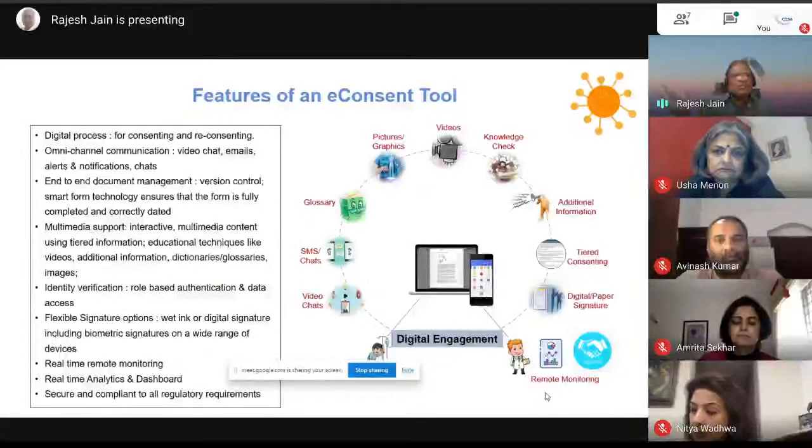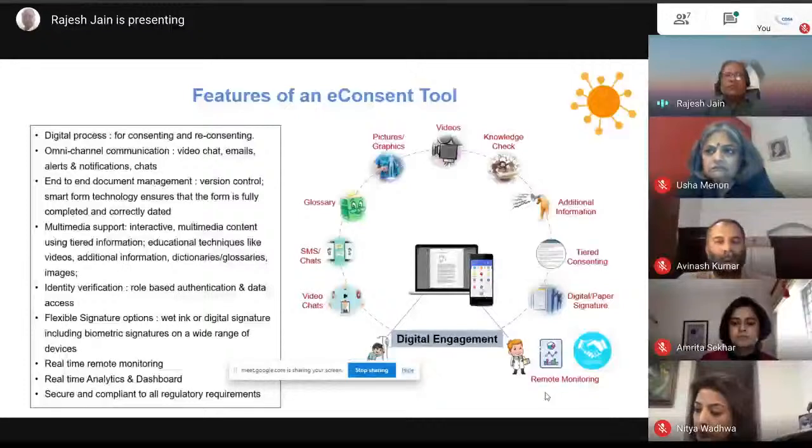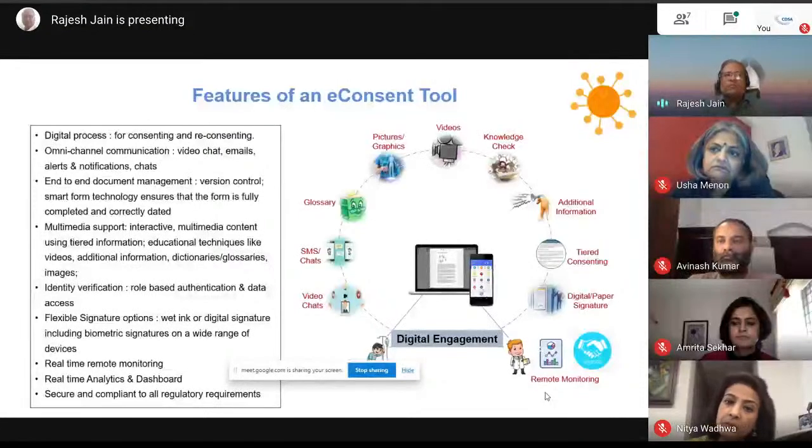Then it has all the transmedia perfect things that Avinash spoke about: pictures, graphics, videos, comics, and all those kinds of things. And more importantly, given the kind of research and the guidelines and regulations that are coming up, the ability for tiered consenting. Now, tiered consenting by itself is a very different topic, but very quickly, tiered consenting means the ability for a patient to confirm which part of the trial he really wants to participate in versus which he does not.